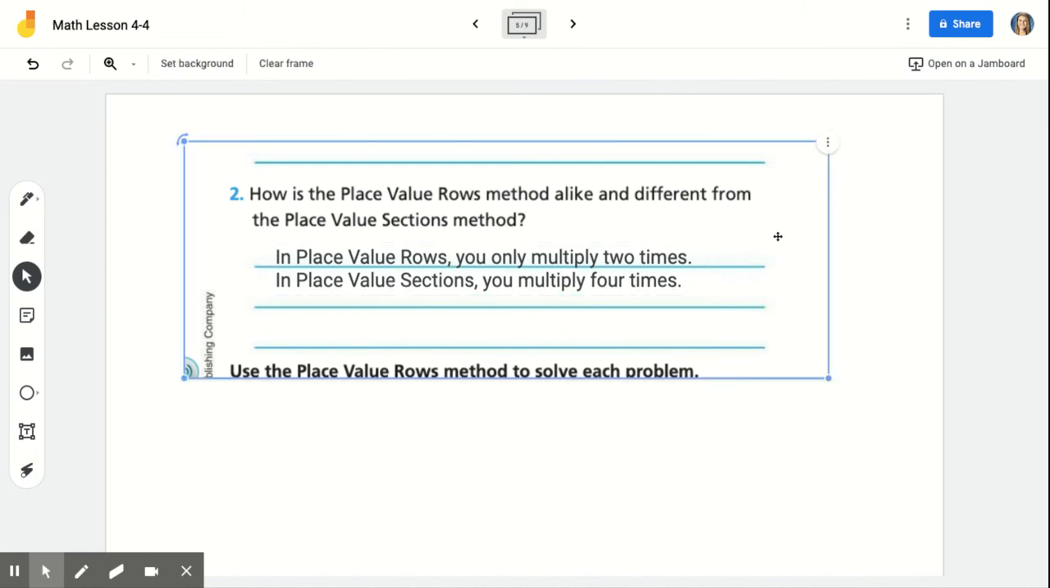Okay, so you can use mine and then add on to it if you like. You can write your own differences and similarities that you found. Go ahead and answer number 2, and we're going to move on to learning to practice more of this.